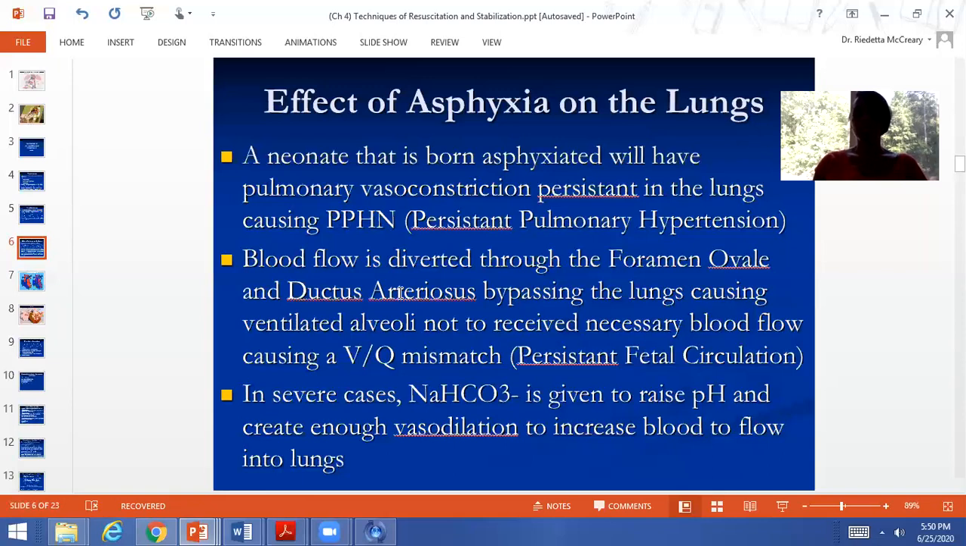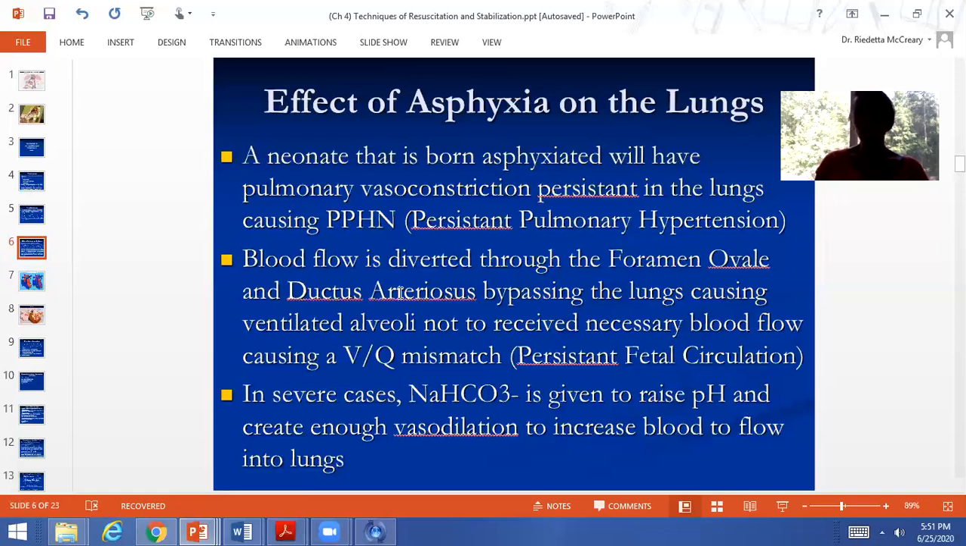And this VQ mismatch, due to blood flowing through the shunts and not going to the lungs, is called persistent fetal circulation. So the shunts that are only present during the time that the fetus is in utero, if those shunts are still intact once the baby is born, we call that persistent fetal circulation.